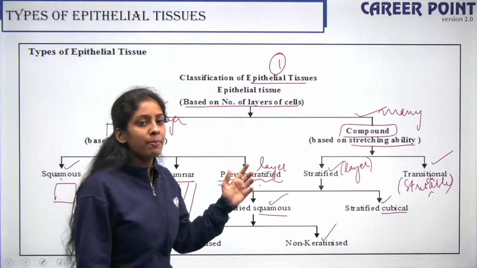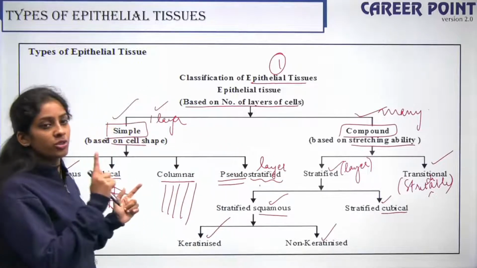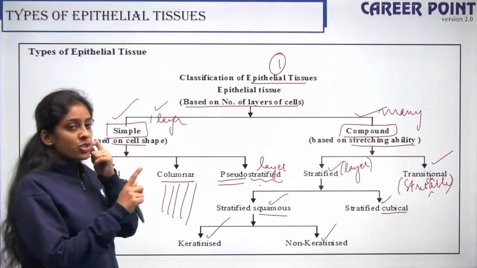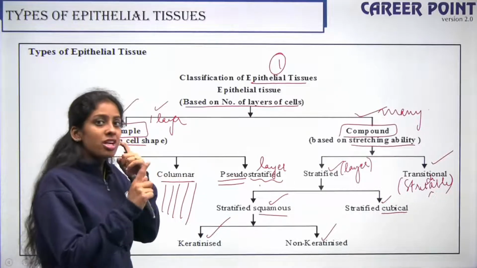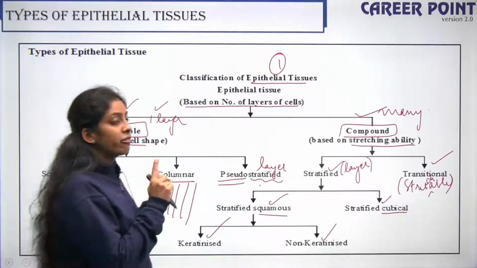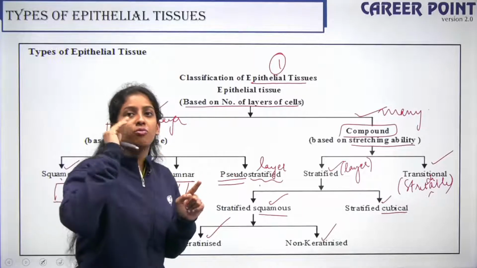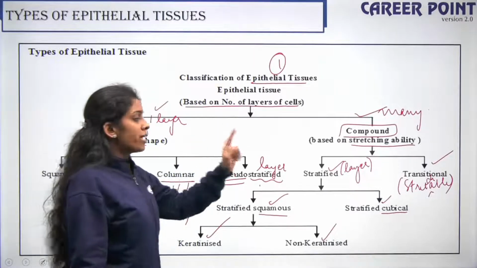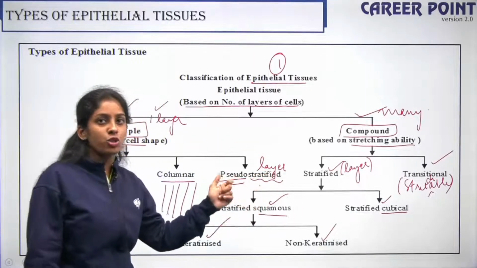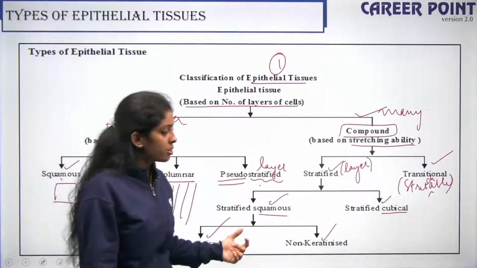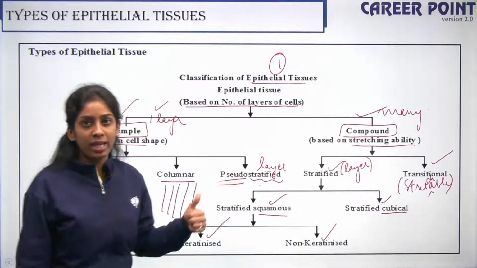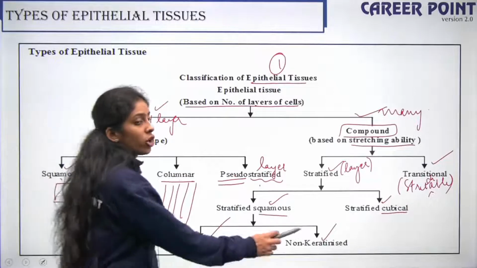Your compound epithelium is further classified based on the stretching ability into stratified and transitional. Transitional is stretchable and stratified is not stretchable. It is made up of many layers of epithelium. Based on the shape, it's further classified into squamous and cuboidal. Squamous is further classified based on the presence of keratin protein into keratinized or non-keratinized.